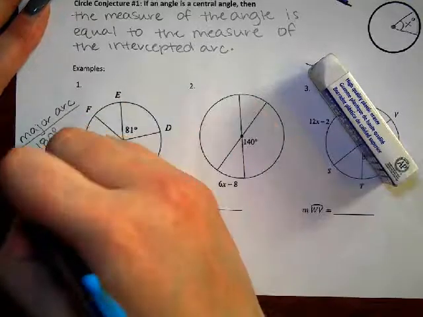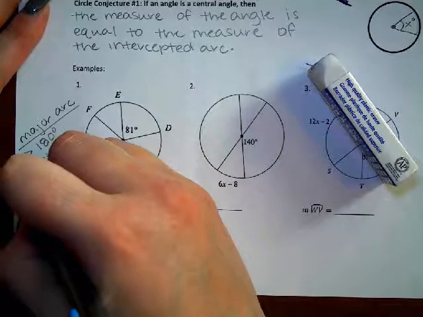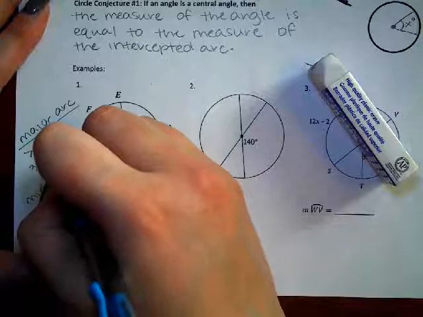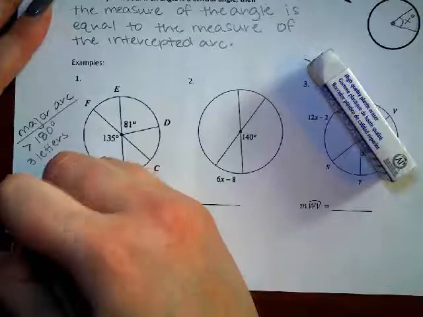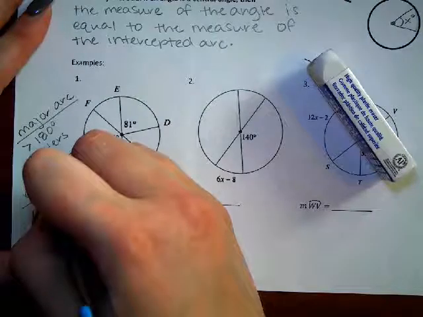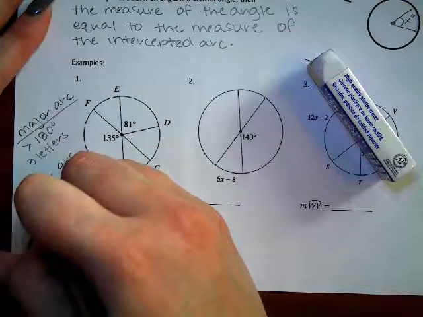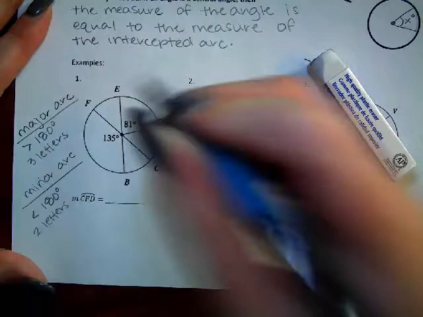A minor arc is less than 180 degrees and uses 2 letters. All right, so that's just some notation for you, okay?